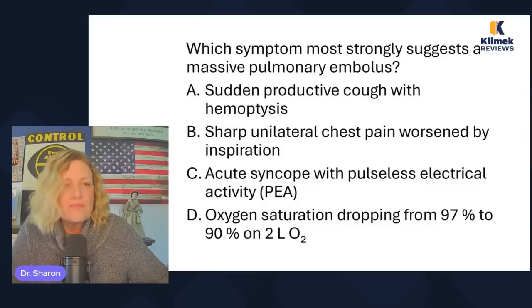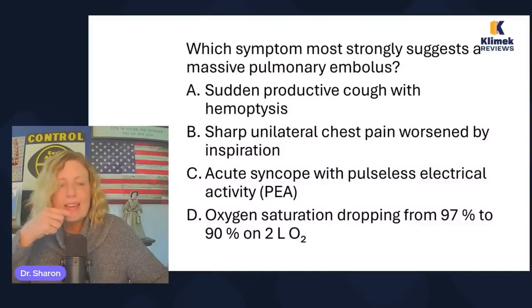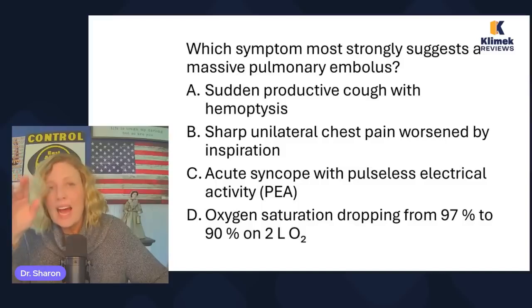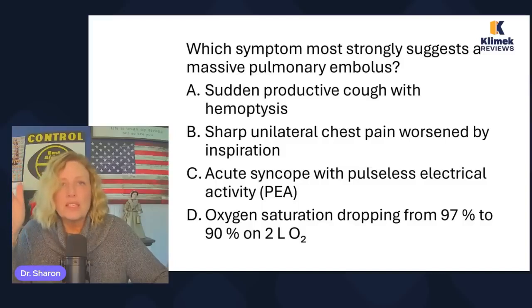Which symptom most strongly suggests a massive pulmonary embolus? Sudden productive cough with hemoptysis, sharp unilateral chest pain worsened by inspiration, acute syncope with pulseless electrical activity, oxygen saturation dropping from 97 to 90. Okay, all of these are symptoms of PE. A, B, and D are classic symptoms of PE. They're sudden cough, sharp pain, oxygenation dropping. What's not common is pulseless electrical activity.